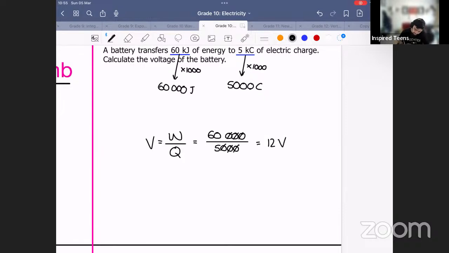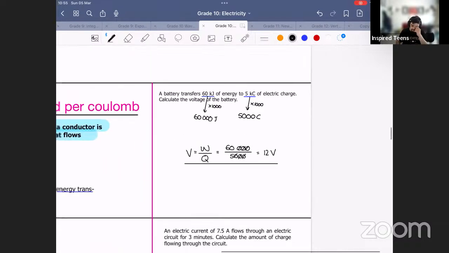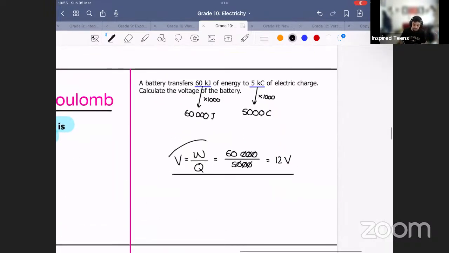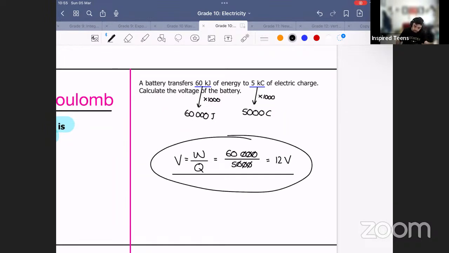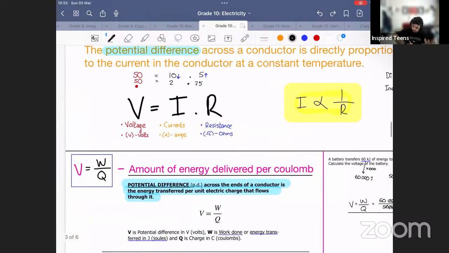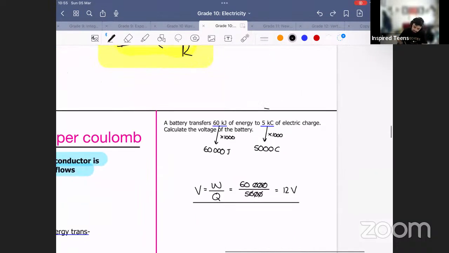12 volts. This is important to know as your basics, going into grade 11 and grade 12, and of course for yourself in grade 10. It's important to know that this is the defining formula of voltage and how you calculate volts. You can calculate voltage using this formula, even though for most of the section we will be working with V equals I times R. It is important for you to know this as well.